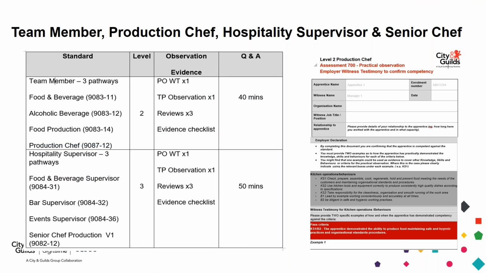So what documentation do we require you to submit to us? Let's take a look first at team member, production chef, hospitality supervisor, and senior chef production. These are all grouped together as the evidence we require submitting from you is the same across each of these standards. The only difference comes from the question and answer session, which differs only by the time allocated. This is 40 minutes at level 2, so for the team member, pathways and production chef, and then 50 minutes at level 3, so hospitality supervisor and senior chef production.